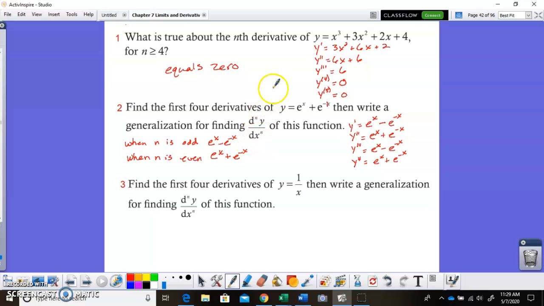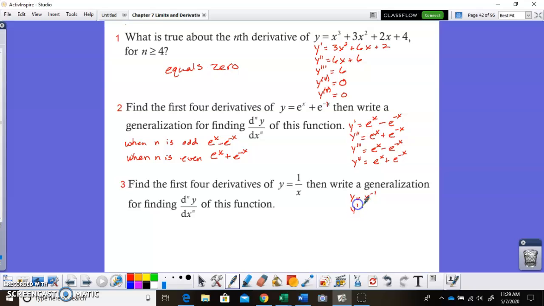So let's look at the third one. The third one wants us to find the first four derivatives here of y equals 1 over x, and then we're going to write a formula. We're actually going to write a formula for this one. This one gets a little crazy, but instead of starting out with 1 over x, I'm going to change that. That's going to be y equals x to the -1. That's going to make it a little easier. We can apply the power rule.